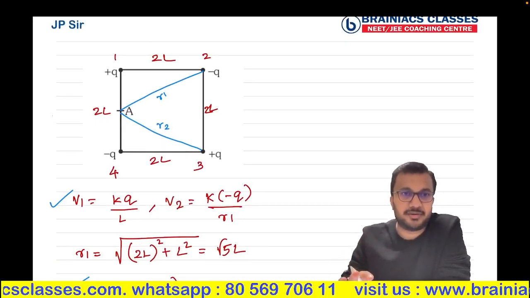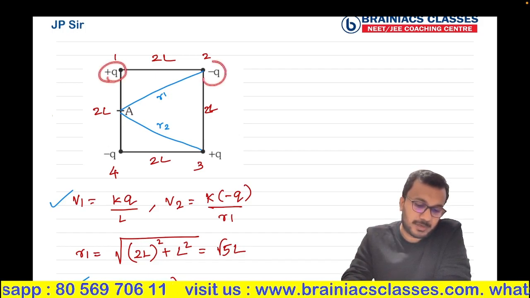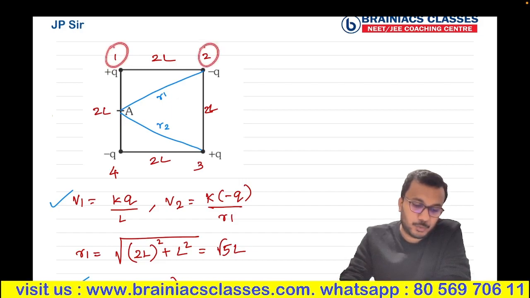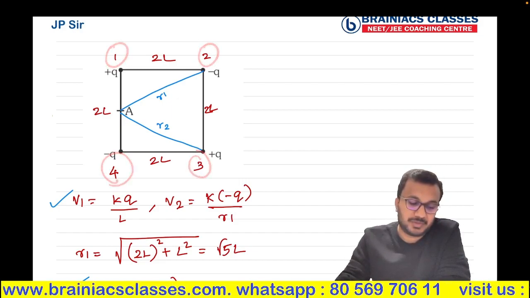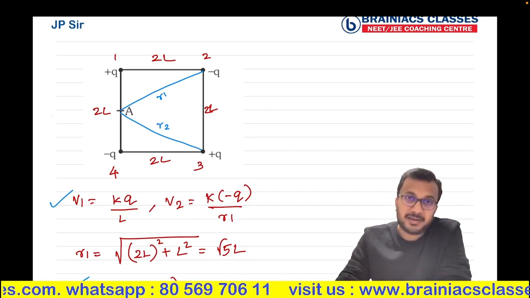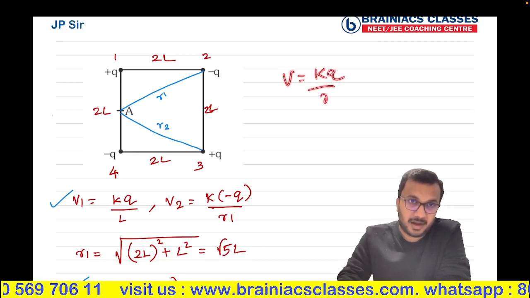We know it's a scalar quantity. We'll take this one. We have four charges: plus Q, minus Q, plus Q, minus Q, numbered 1, 2, 3 and 4. I need to use the formula KQ by R.